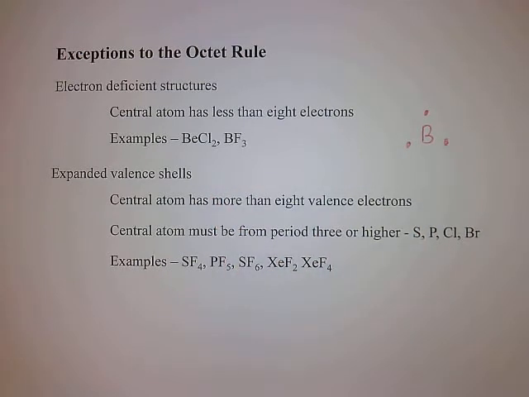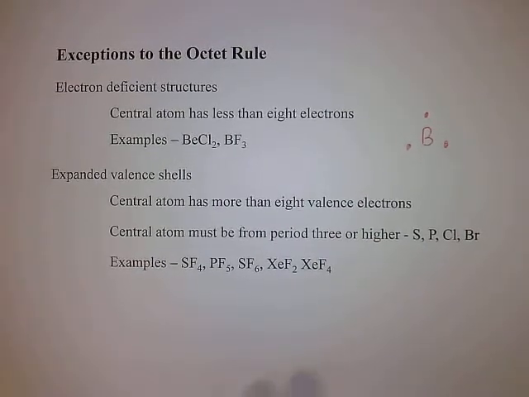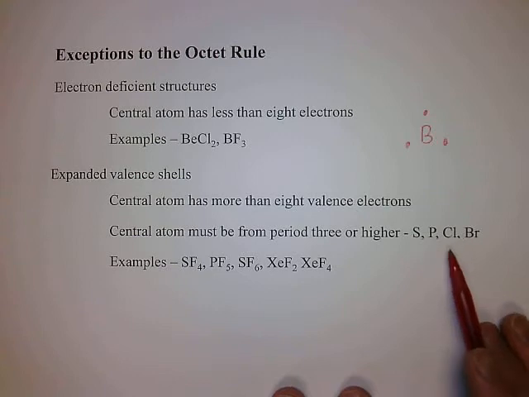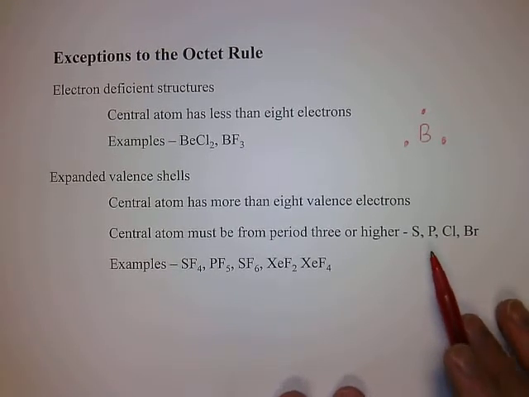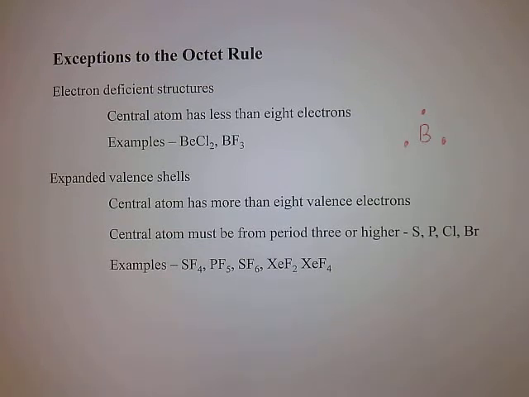Your second category are the expanded valence shells, which is again what it sounds like, where the central atom has more than 8 valence electrons. Now for your expanded valence shells, your central atom has to be from a period 3 or higher. So, for example, sulfur, phosphorus, chlorine, and bromine. Not to say that these elements don't form compounds that do follow the octet rule. They do. But they also form many compounds that do not follow the octet rule.